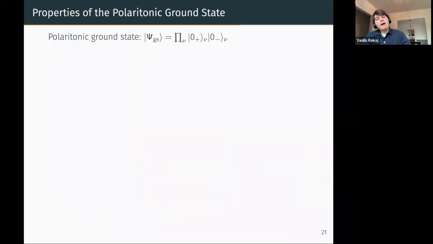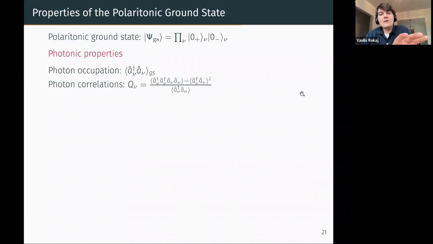And now the most interesting part is to look into the properties of the polaritonic ground state. What I mean by polaritonic ground state is the vacuum state of the coupled system between the center of mass and light, okay? And first, very briefly, since I already told you about the photons, I look into the photonic properties of the system. For that, I compute the photon occupation and the photon correlation. So this is the Mandel Q parameter, which is essentially equivalent to the g2 function of the photons, okay? And this tells you what kind of correlations you have and whether you have correlations in your system.